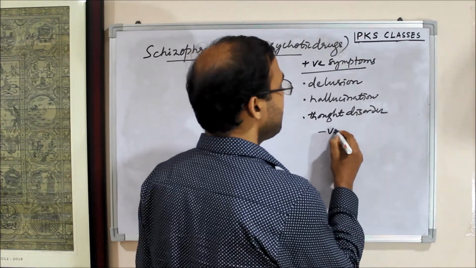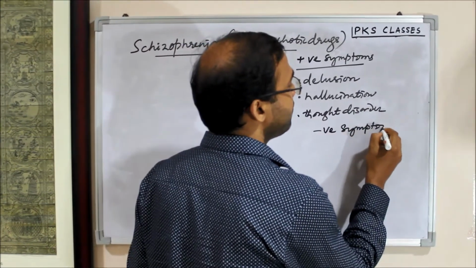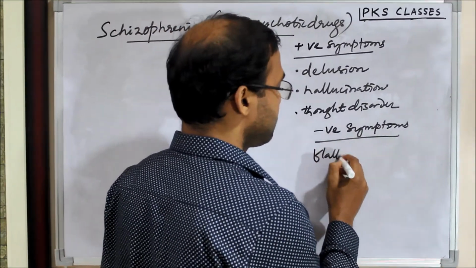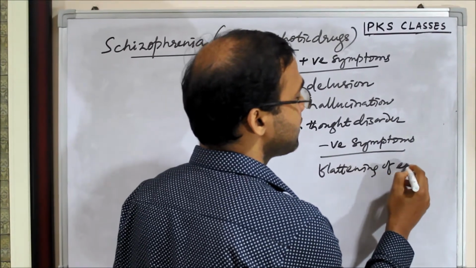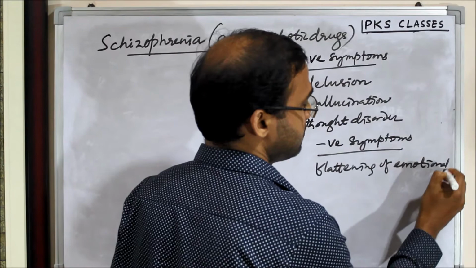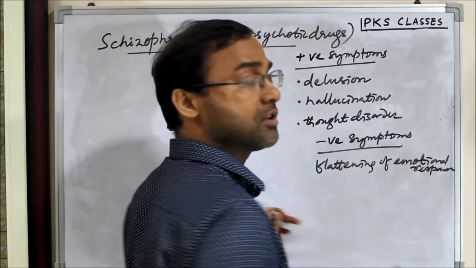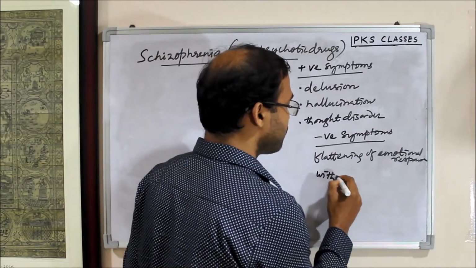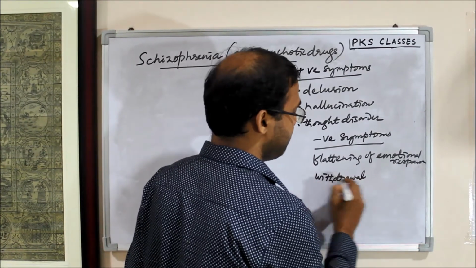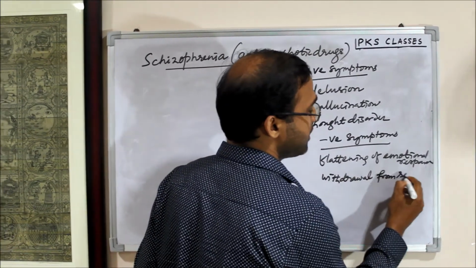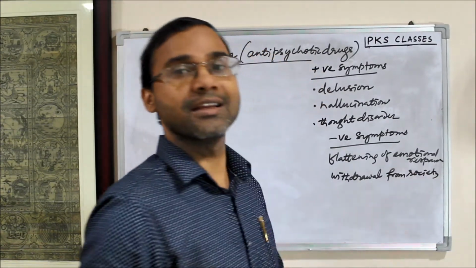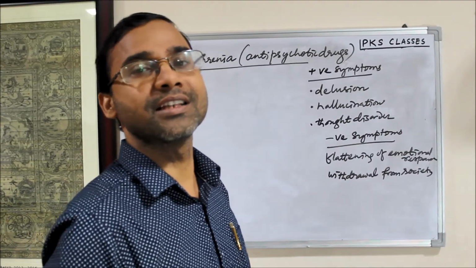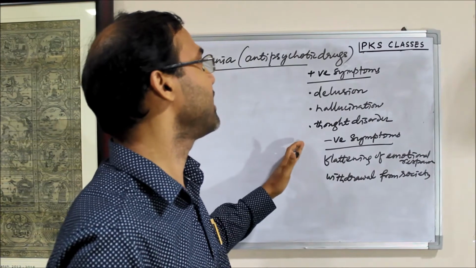But the symptoms become negative symptoms when there is flattening of emotional response. So there will be no emotion. The patient can kill somebody. So that is a negative symptom. Then withdrawal from society: the patient will start liking to remain alone. And in addition to that, it will also affect the skills of the patient. So these are positive and negative symptoms.